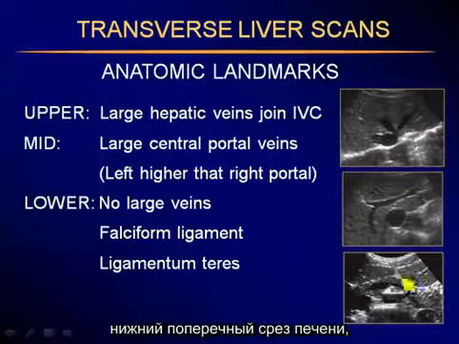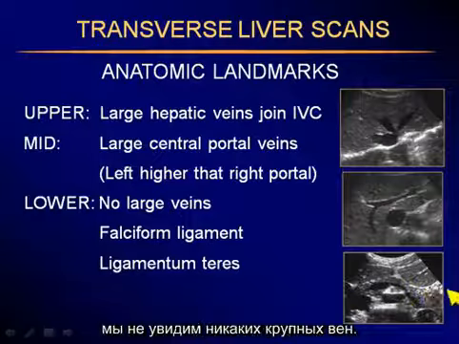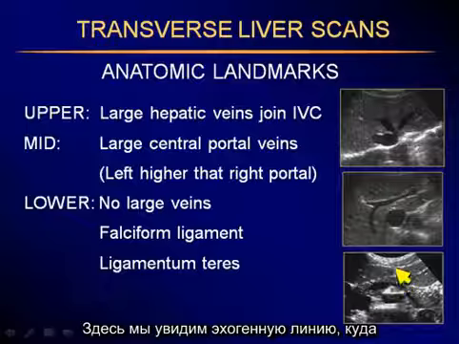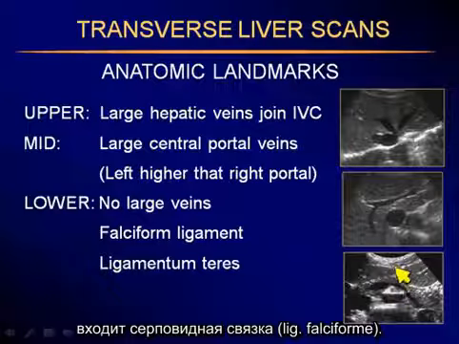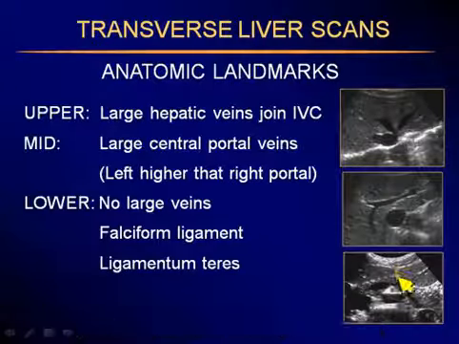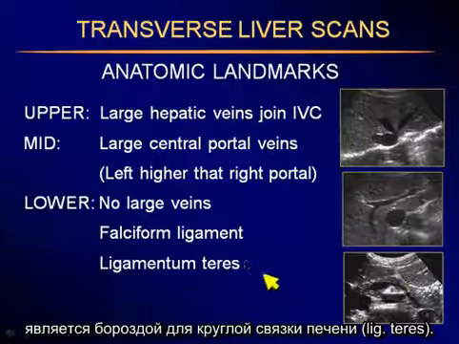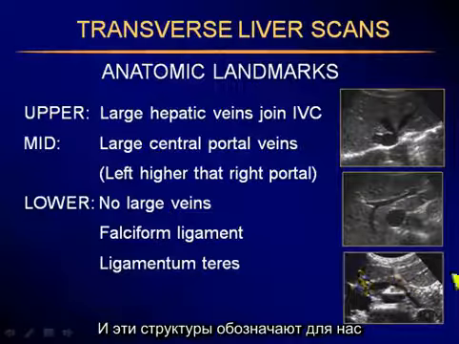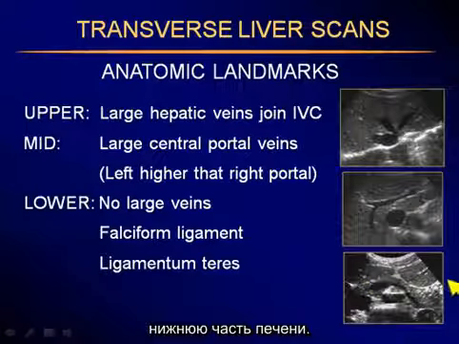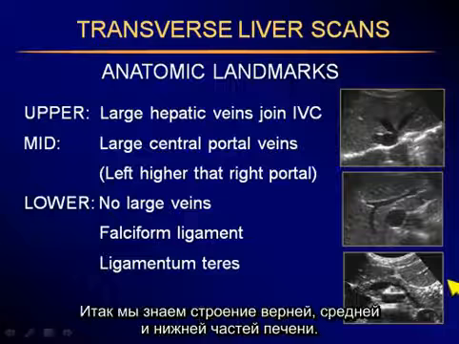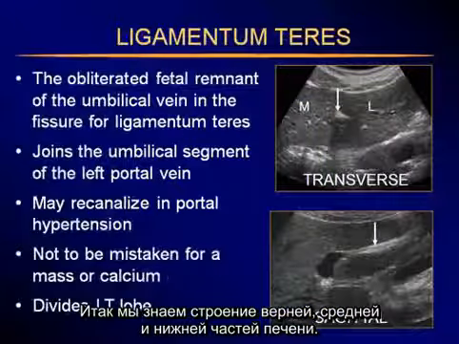If we look at transverse lower sections of the liver, we don't see any big veins. We see an echogenic line here. This would be where the falciform ligament comes in, and the umbilical fissure, the fissure for ligamentum teres, and that will mark the lower parts of the liver for us. So we'll know if we're high, mid, or low in the liver.